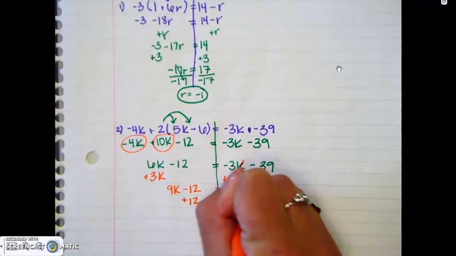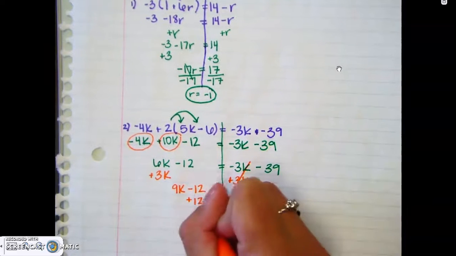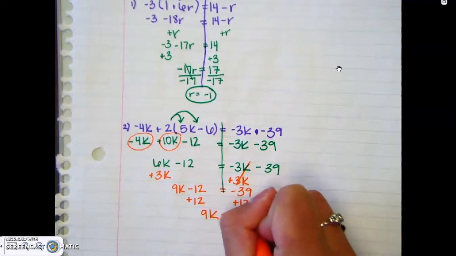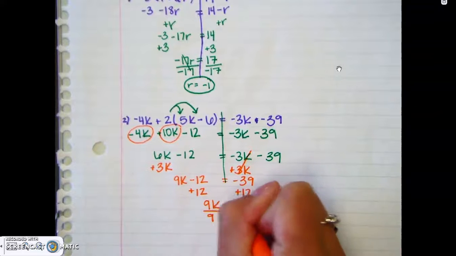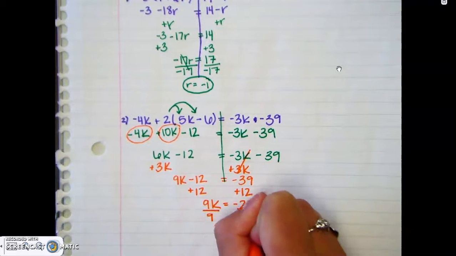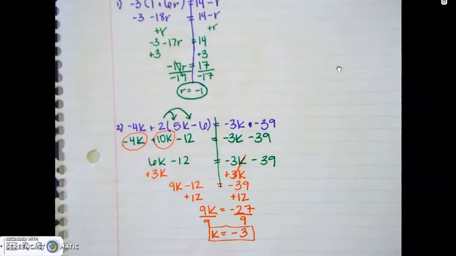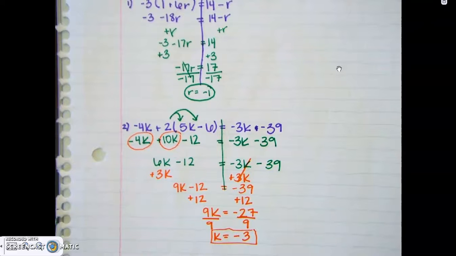So I'm going to add 12 to both sides. Negative 39 plus 12 is negative 27. So I'm left with 9k equals negative 27. And then my last step to get that k by itself is going to be to divide by 9. So I got k equals negative 3. And remember, you can always check your answer by plugging this negative 3 back in for k.